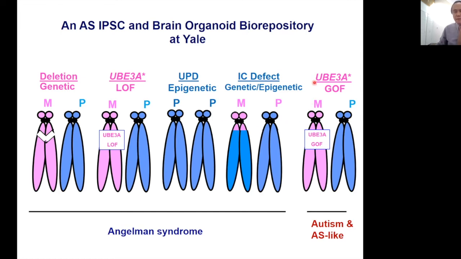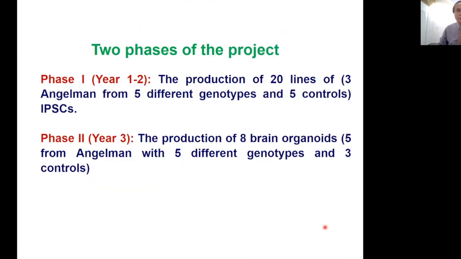And we're adding another class, which is called a UBE3A gain of function mutation. That's the opposite to the other Angelman patients, which is oftentimes a deficiency. We believe this probably increases UBE3A activity. It may also not be good if you have too much UBE3A. It can cause Angelman-like, or sometimes people would say more autism-like, phenotype.